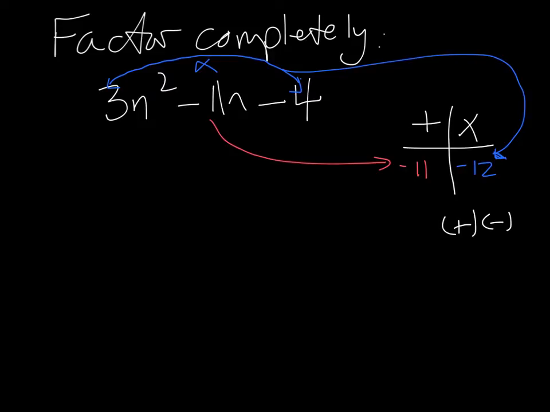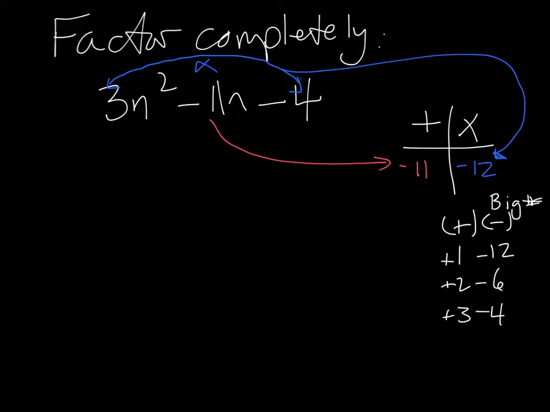The next thing I need to do is think: which one's going to be the big number? And this negative symbol right here tells me that the negative term will be the big one. So there's my big number. Alright, so now let's brainstorm the factors of negative 12. Here we go. So we've got 1 and 12, 2 and 6, 3 and 4. And I know that this is going to be positive, positive, positive, negative, negative, negative.